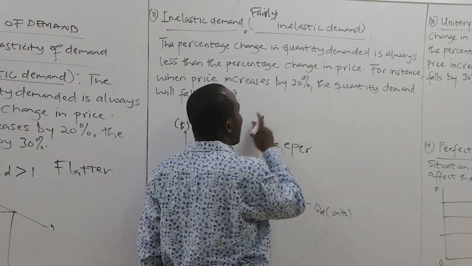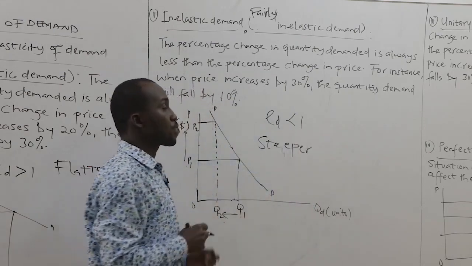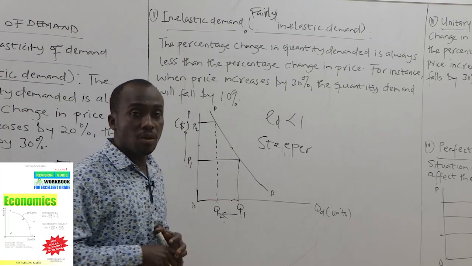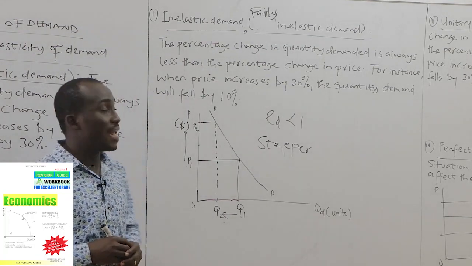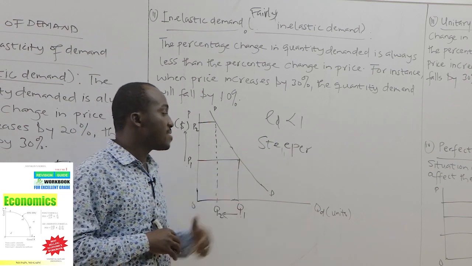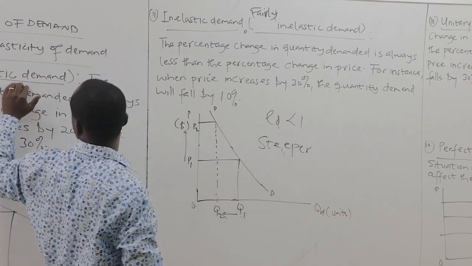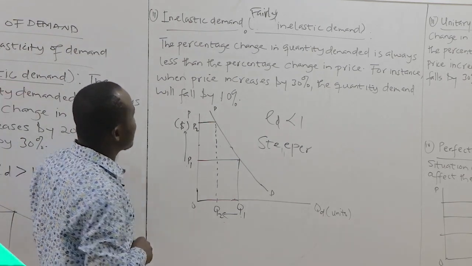And the elasticity of demand is less than 1. So when a commodity has inelastic or fairly inelastic demand, its elasticity is less than 1. So you have seen that for inelastic demand.